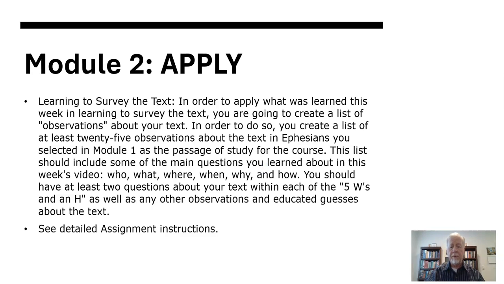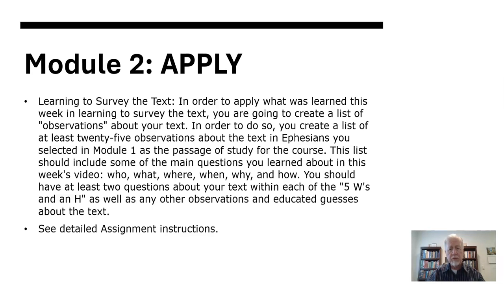Also, there are a couple of written assignments, one called Learning to Survey the Text. Here is a brief prompt for that written assignment. In order to apply what was learned this week in Learning to Survey the Text, you're going to create a list of observations about your text. There's a sample given to you online that will be very helpful as an example. You create a list of at least 25 observations about the text in Ephesians, the passage that you selected in Module 1.